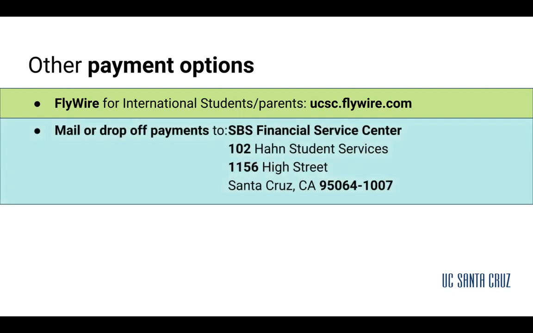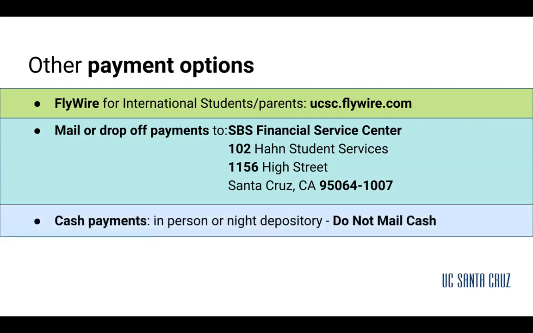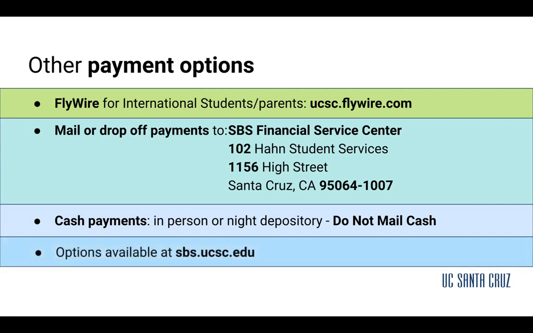Payments can also be made by sending a check or money order with your student's first and last name and their student ID number to SBS Financial Service Center, 102 Hans Student Services, 1156 High Street, Santa Cruz, California, 95064-1007. You or your student can also pay with a check, money order, or cash at the SBS Financial Service Center office. Please do not mail cash. To find all these options again, visit sbs.ucsc.edu.